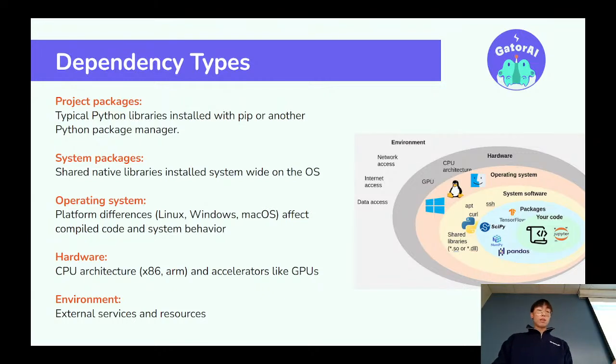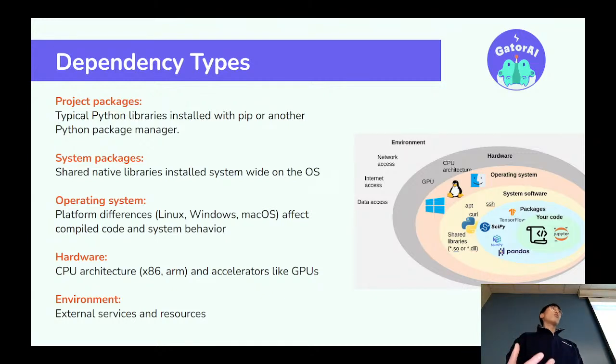Hardware is also another dependency. Your CPU architecture, things like your GPUs, of course, affect your code because your code is obviously running on the hardware, right? And finally, the environment too. A lot of people don't even think about this, but the environment, external services and resources, if your project is calling to the internet, if it's using a database, if it's using an API, these are dependencies that your project needs to function properly. Without the internet, it cannot connect to the database, cannot call an API, right?